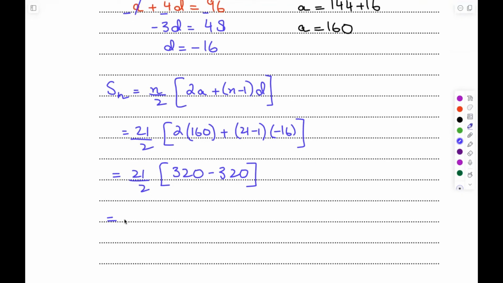Simplifying using our calculator, 320 minus 320 will be equal to 0. So 0 multiplied by 21 upon 2 will be equal to 0. So the sum of 21 terms will be equal to 0.